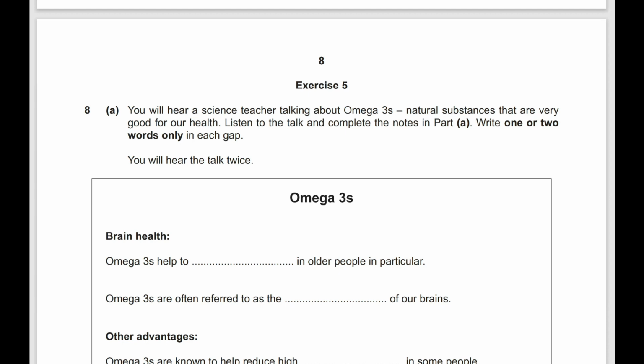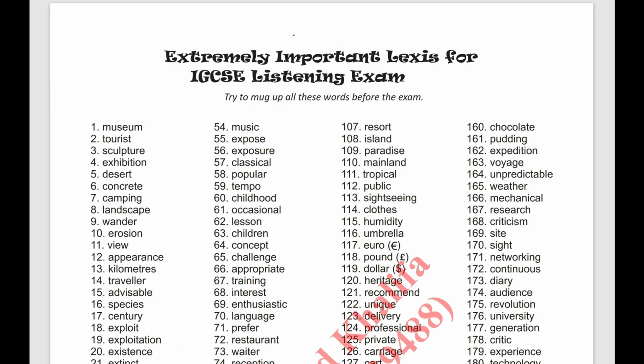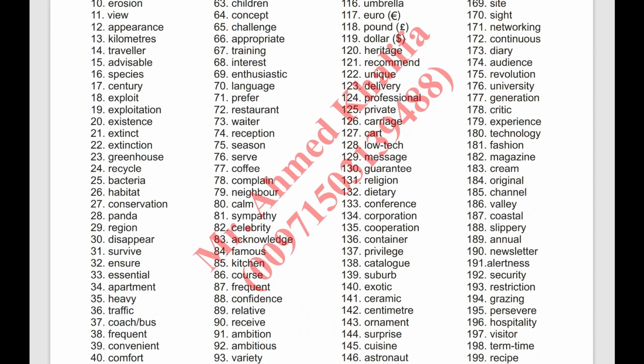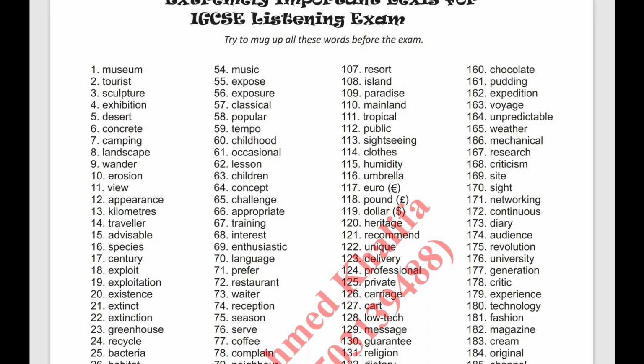The last thing that I have to tell you about, and I think I'm going to send this file separately to you, اللي هي حضراتكم this one. I called it extremely important lectures for IGCSE listening exam. Try to mug up all these words before the exams. Of course, you have to do them. This list contains over 600 carefully chosen words from IGCSE listening past papers.